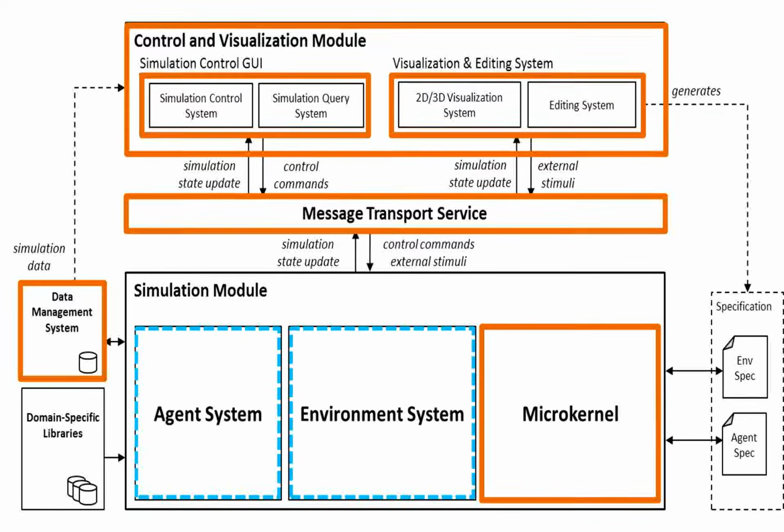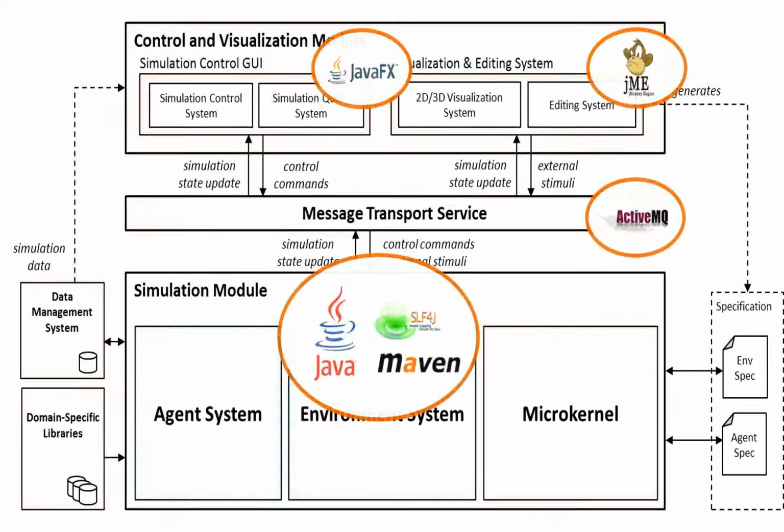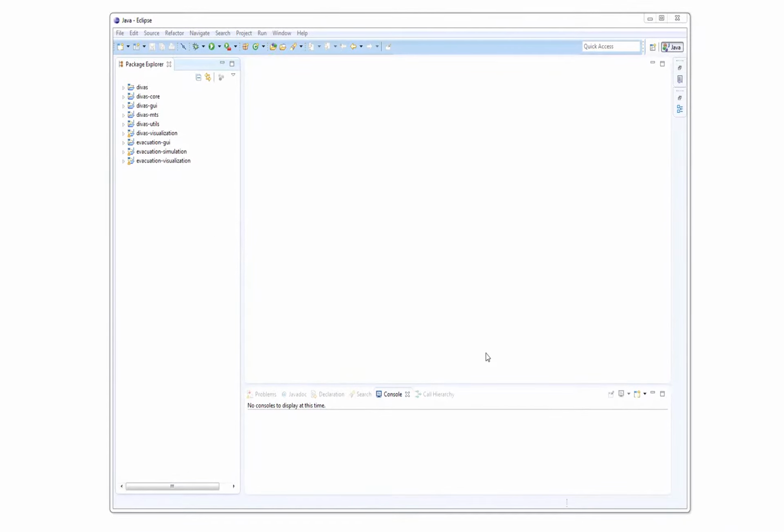In addition, DIVAs provides abstract classes for the concrete instantiation of agents and situated open environments. DIVAs also provides domain-specific libraries for rapid development of simulation systems. DIVAs components are 100% Java and based on state-of-the-art enterprise-scale technologies. To create a simulation system with DIVAs, we first build the simulation models.